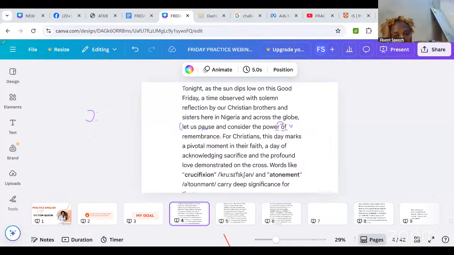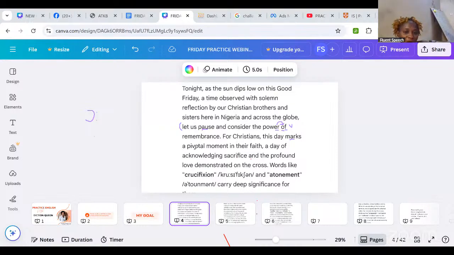For Christians, this day marks, a long vowel, marks, not "max". This day marks a pivotal, not "pivotal", pivotal. First, the letter I in that word sounds like the I in "is". The same sound we had in "is". Piv.